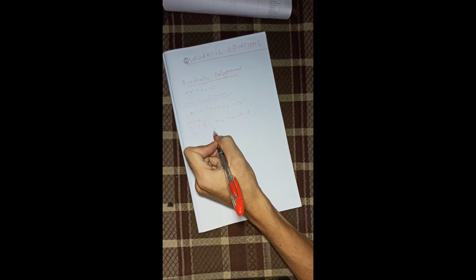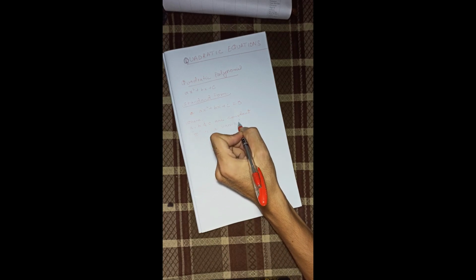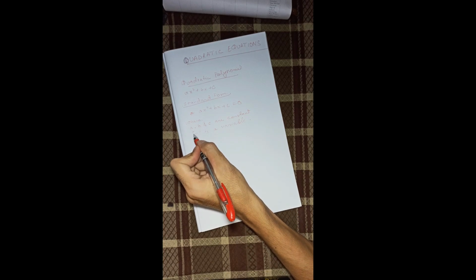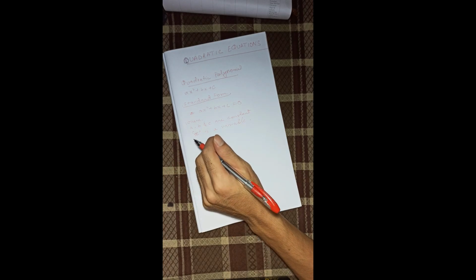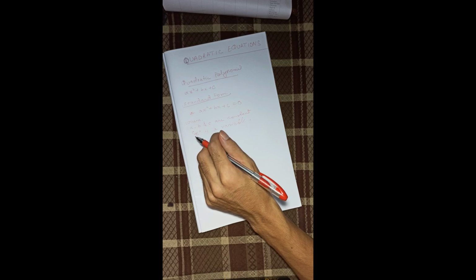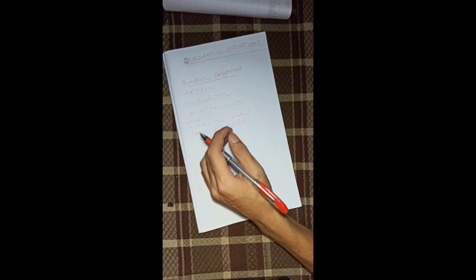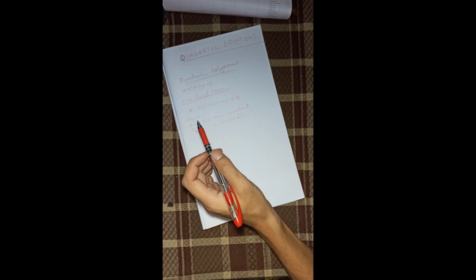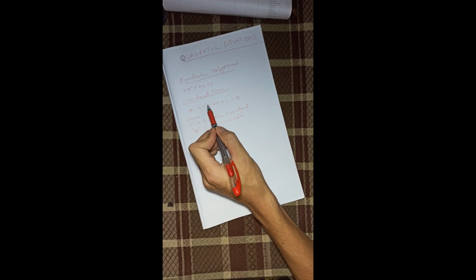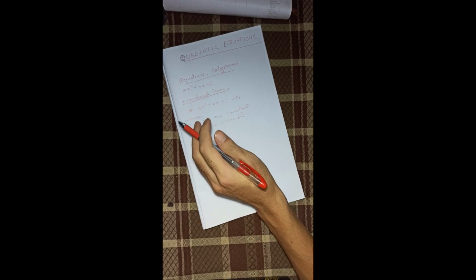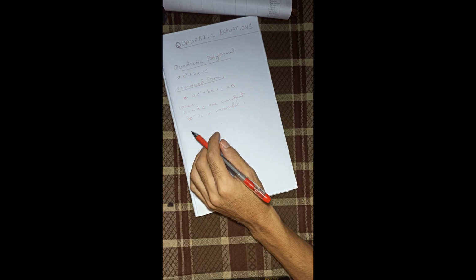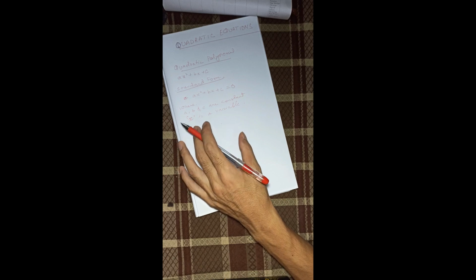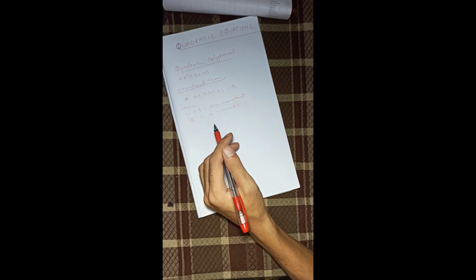X is a variable. Okay guys, that's all you have to know. So if an equation is not of the form ax squared plus bx plus c, then it is not a quadratic equation. So let me give you some examples. Now we have to check whether the following are quadratic equations or not.